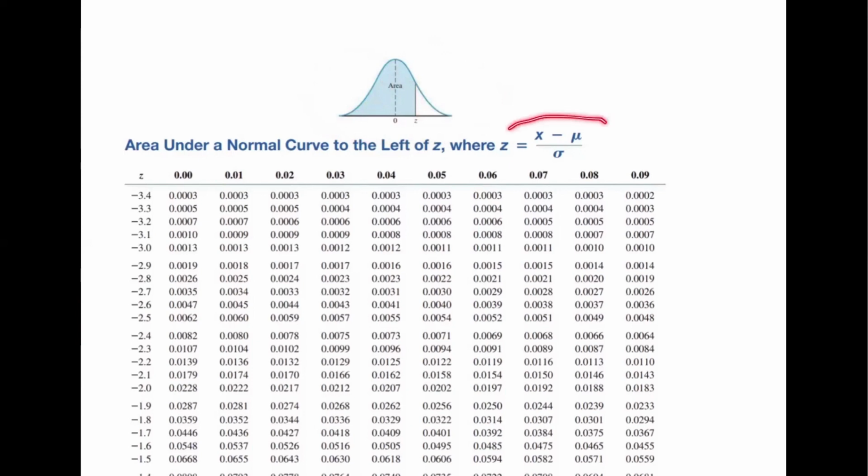And also you should know this formula to convert from a normal variable to a standard normal variable. It's always x minus mu, which is the mean, divided by sigma, that's the standard deviation. Okay, so let's go back to our example and see if we can find our following probability.